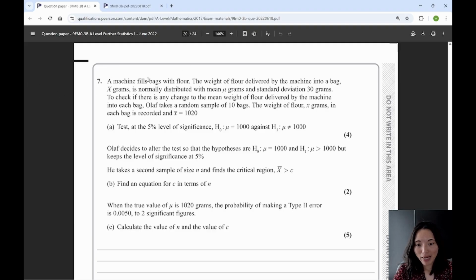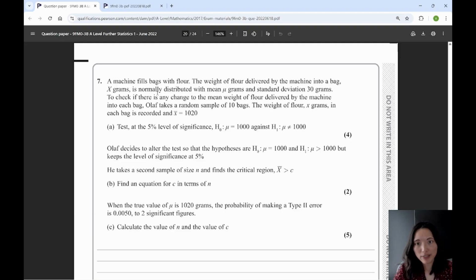It says a machine fills bags with flour. The weight of flour delivered by the machine into a bag, X grams, is normally distributed with mean mu grams and standard deviation of 30 grams. To check if there's any change to the mean weight of flour delivered by the machine into each bag, Olaf takes a random sample of 10 bags. The weight of flour X grams in each bag is recorded, and the mean of X is 1020. So the mean of the 10 bags is recorded as 1020. We're given the mean mu and the standard deviation 30 grams.